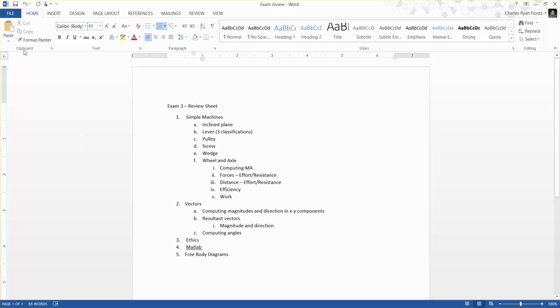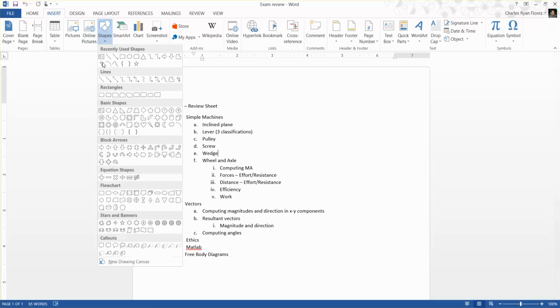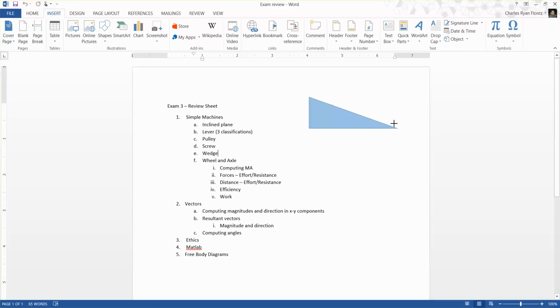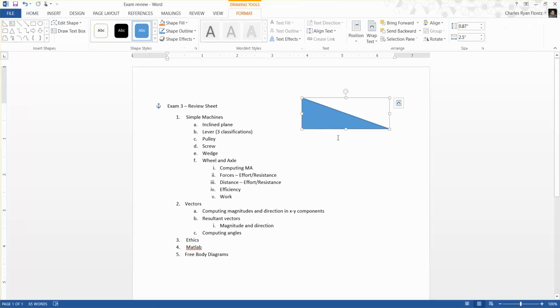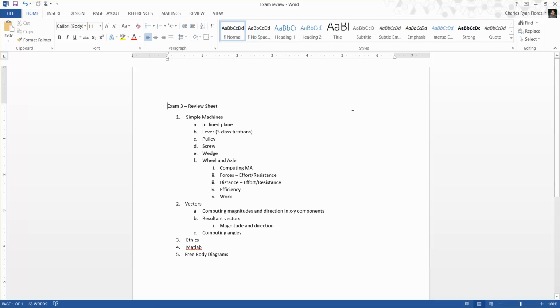So inclined plane, we know inclined planes are like, I don't know if there's a shape here. Yeah, they're like this, right? So we have a ramp kind of thing, and then we have a certain height here, a certain length here, a certain length here. And then we can use equations such as ideal mechanical advantage and actual mechanical advantage to determine things like efficiency of this inclined plane. I'll get into that in a little while.